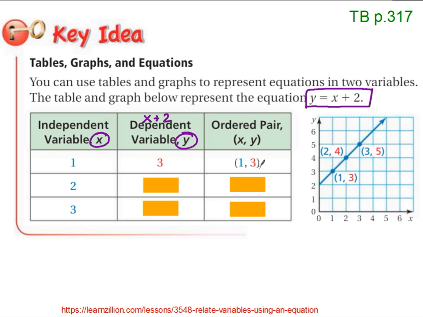If my independent variable, or x value, is 2, I have to add 2 to it. 2 plus 2 is 4, so my ordered pair is 2, 4. And then finally, if the independent variable is 3, my dependent variable then becomes 3 plus 2 for my y value, which is 5. The ordered pair is 3, 5.